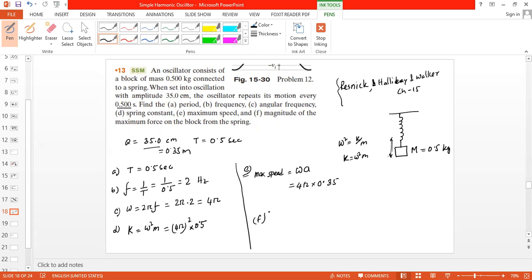The magnitude of the maximum force, in the case of a spring-mass system, I was saying that force equals kx. Force will be maximum when my displacement is maximum. So F max will be equal to minus k x max. Maximum displacement is known as amplitude. So F max is k times amplitude. Here is the value of k and here is the value of amplitude. Put these two values here and this will give you the F max.